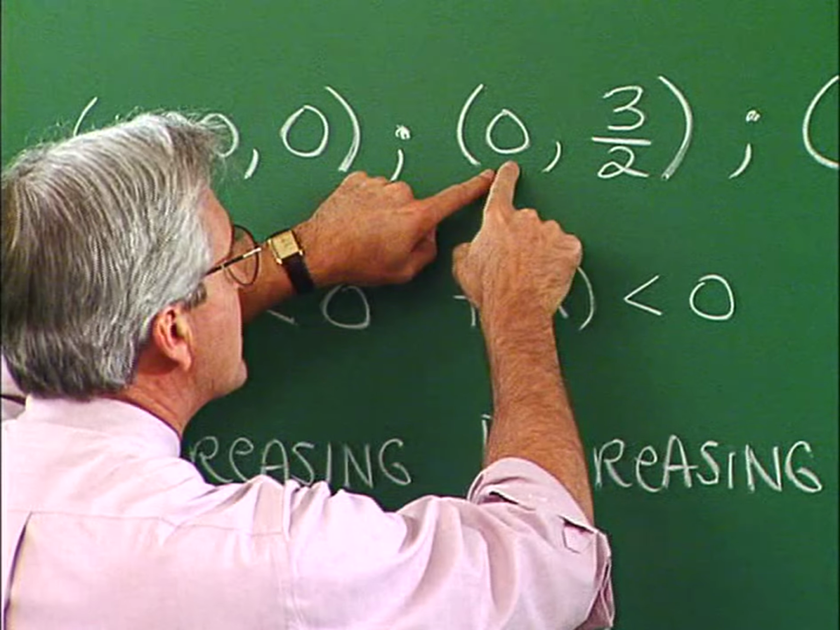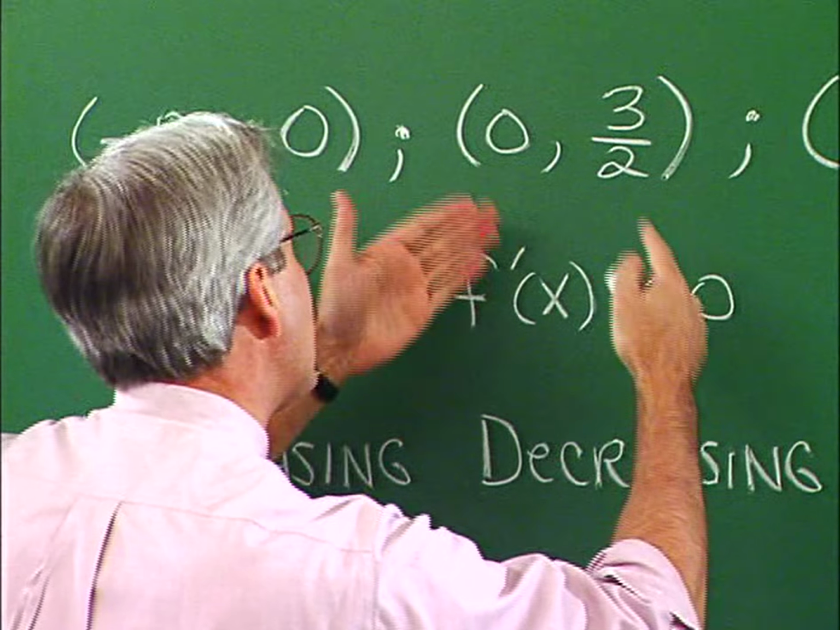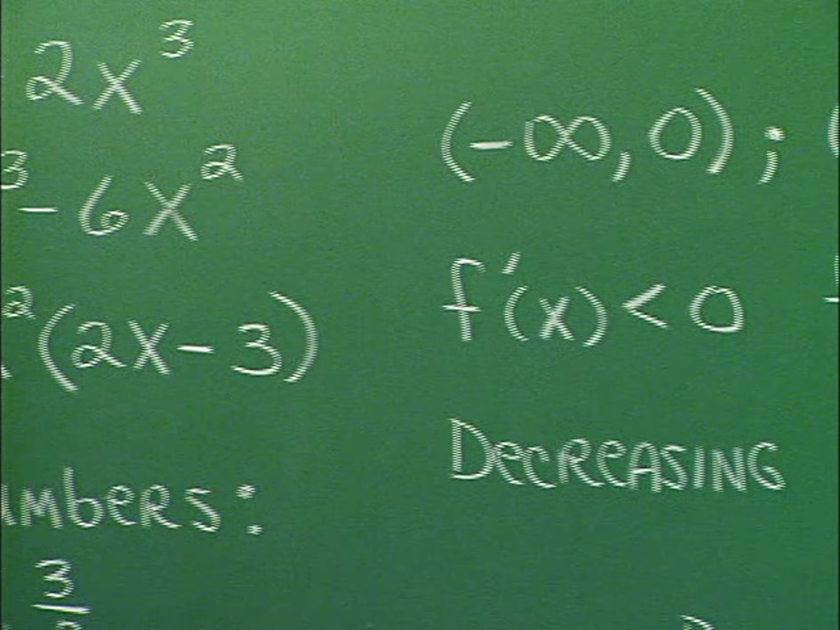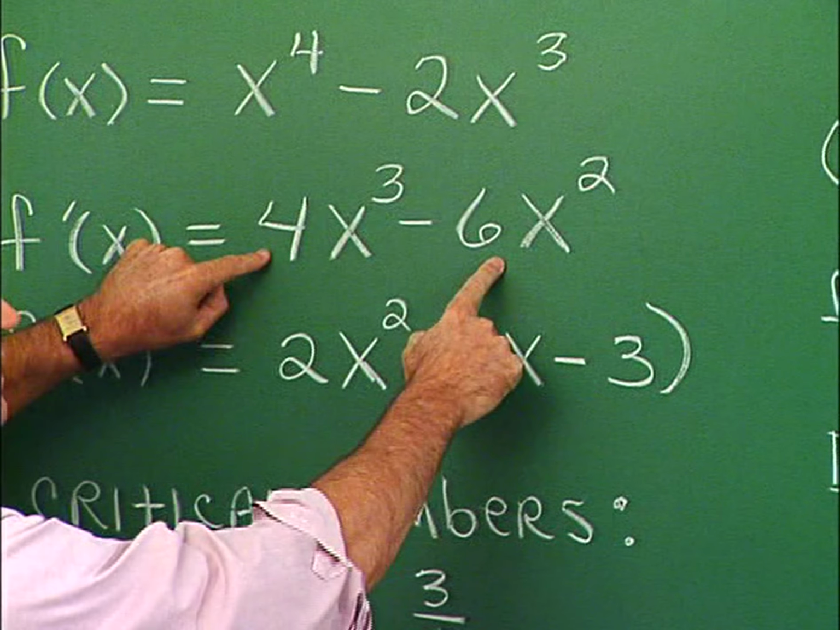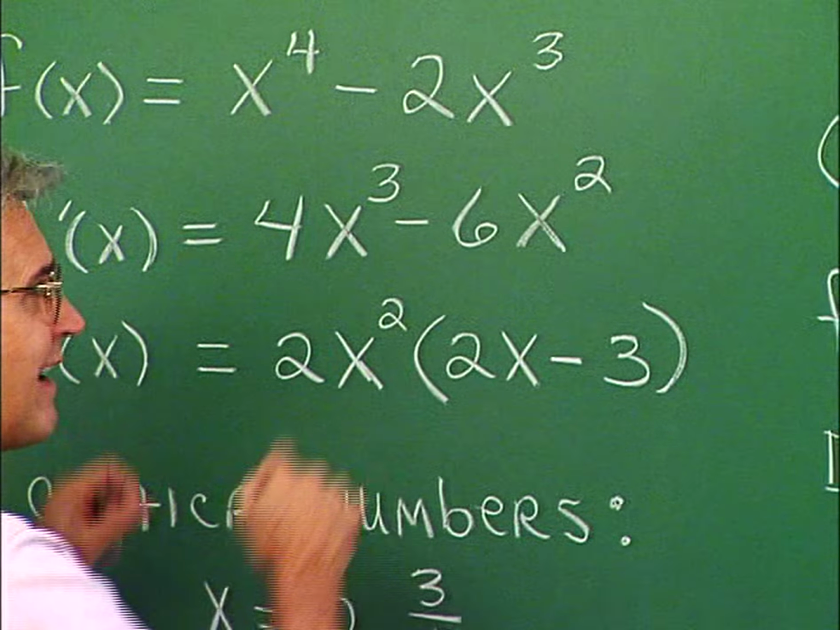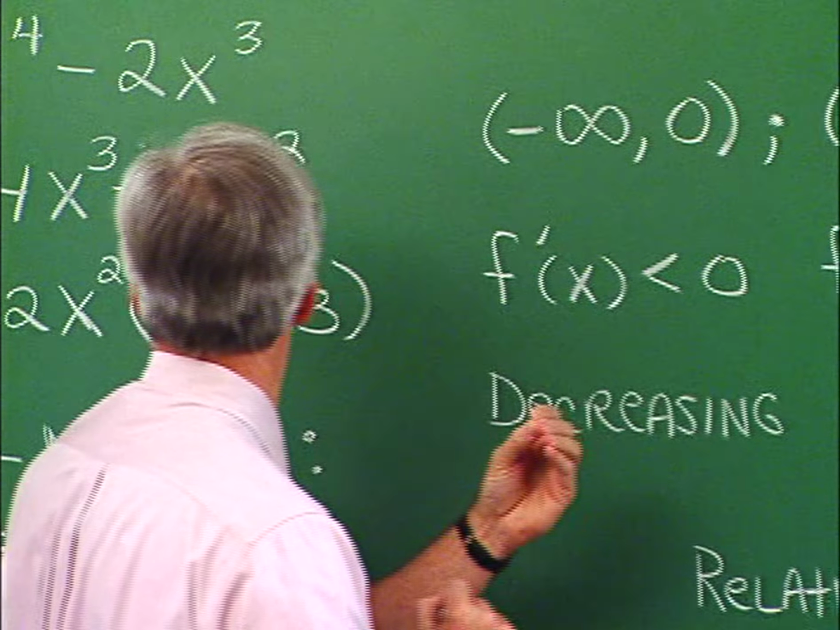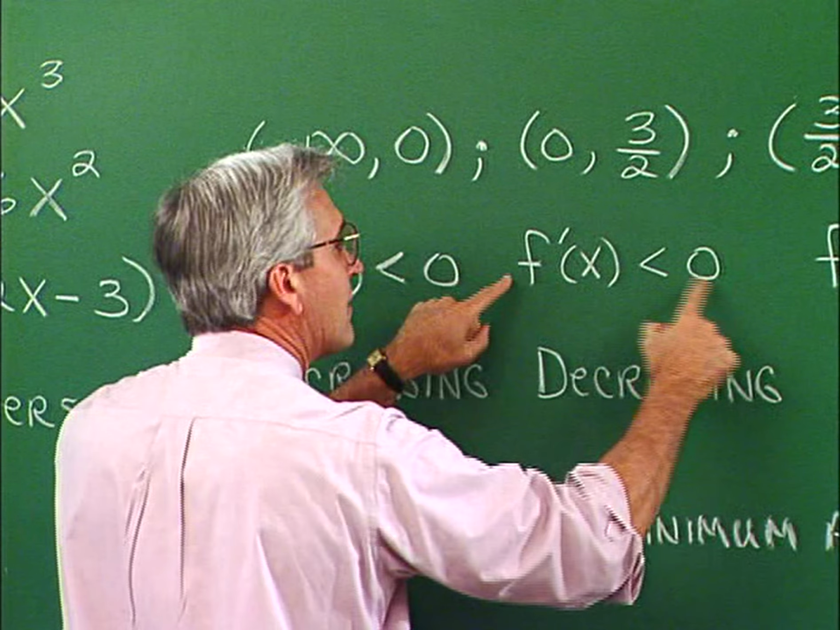Now, between 0 and 3 over 2, which is 1.5, 1 appears. So let's evaluate f prime of 1. We'd come back over here, and we'd pop in a 1 here and here. So we have 4 minus 6, negative 2. So f prime of 1 is negative, and so the function is negative in the interval.